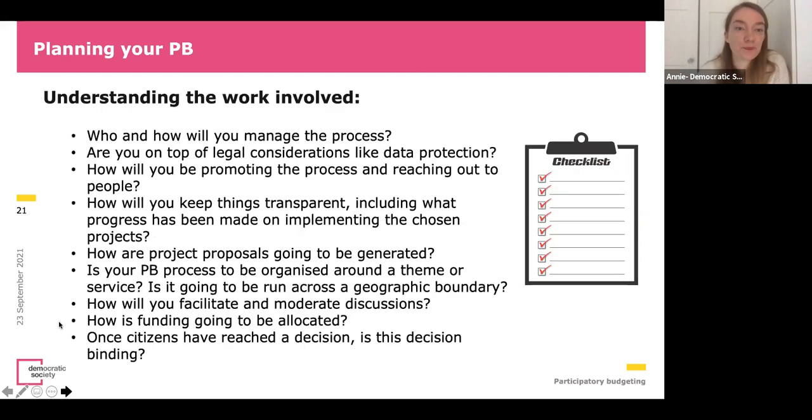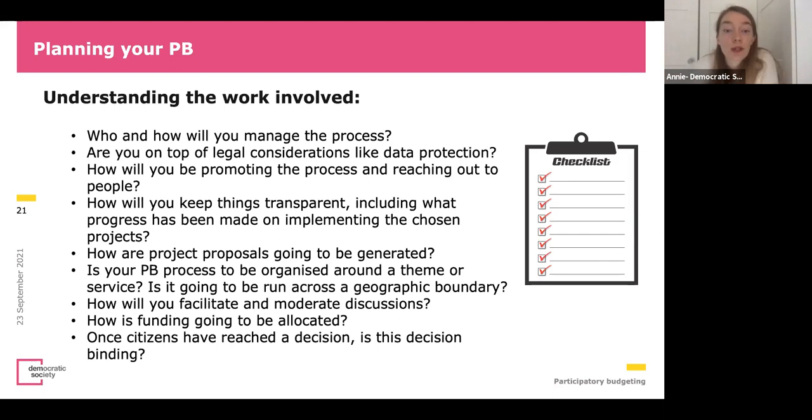Yeah, some more checklist things: understanding the work involved. So who and how will you manage the process throughout? That's probably the biggest thing. So who's doing it and how are you going to do it? Are you on top of legal considerations like data protection? How will you be promoting the process? So again, communications. How will you recruit people? How will you keep things transparent? So thinking through your feedback loops. How will you update people on what's going on with their proposals?